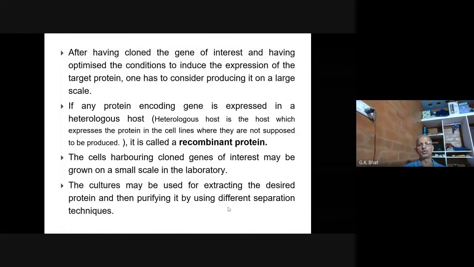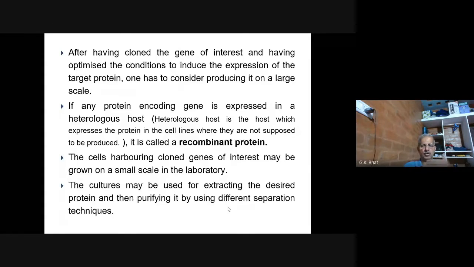After having cloned the gene of interest and having optimized the conditions to induce the expression of the target protein, one has to consider producing them on a large scale. We want to get that recombinant DNA, whatever we have done, and we know that it is producing a desirable protein. We want to get to this on a large scale.